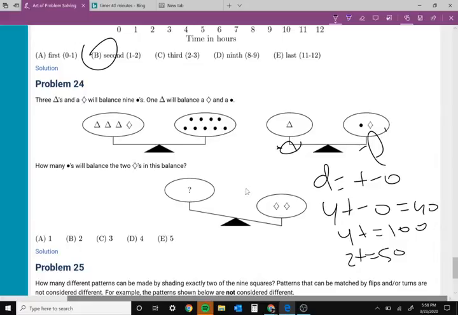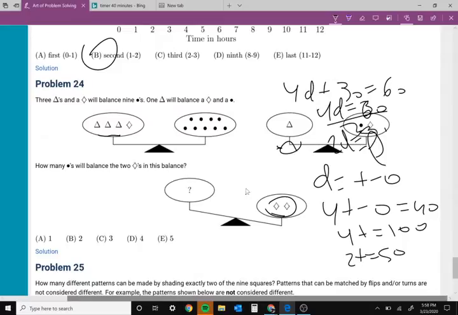No, we want it in terms of triangles. So that's circle plus diamond, right? Oh, that makes it so much easier. So we want the triangle in terms of diamond because we're trying to find 2 diamonds. So triangle is circle plus diamond. So 4 diamond plus 3 circle equals 6 circle. So if we subtract 3, 4 diamond equals 3 circle. No, sorry, 6 circle. But then we want 2 diamonds. We have 4 diamonds, so we divide by 2. 2 diamonds equals 3 circles.